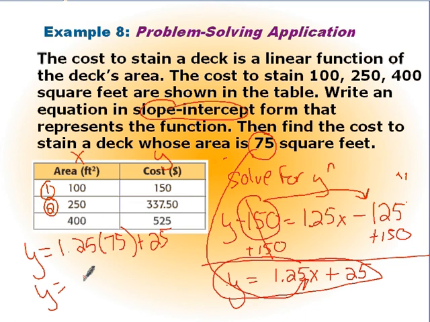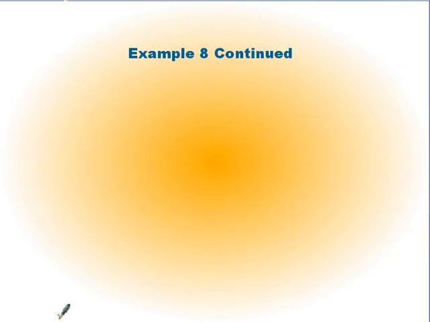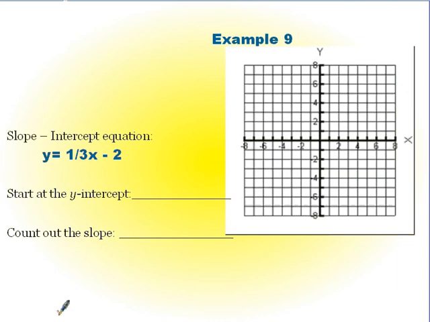So 1.25 times 75 is 93.75 plus 25, and then these two added together equals 118.75. Okay, so then the cost to stain a deck that was 75 square feet would be $118.75. Make sure all this is copied in your notes. I guess I could have written on that slide.